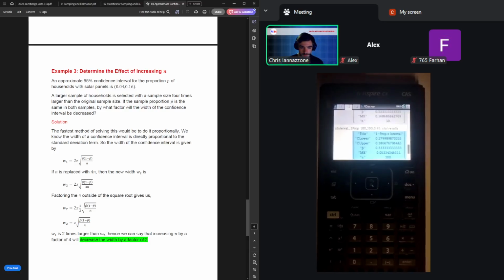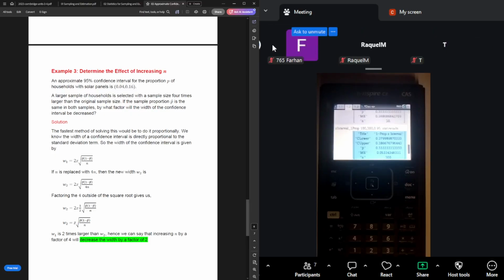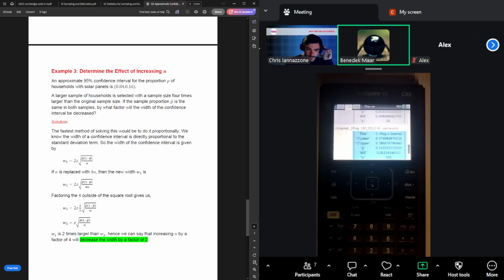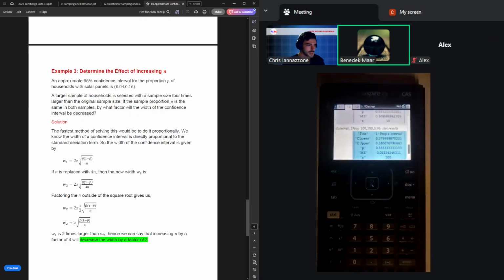Sorry, yes, question? Could you visually represent this somehow? Could you repeat that? It cut out a little bit. Oh, sorry. Could you visually show how this would work, not on a CAS, but on a graph or on a normal distribution? Could you visually show how the gaps are shrinking? Yeah, you could.